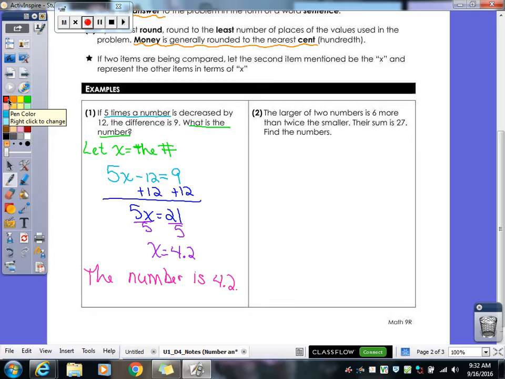Taking a look at our second one there. The larger of two numbers is 6 more than twice the smaller. Their sum is 27. Find the numbers. So what are we looking for here? The numbers. How many numbers? Yes, more than one. How many numbers are we looking for? 2. So that means you need 2 let statements. 2 numbers, 2 let statements.